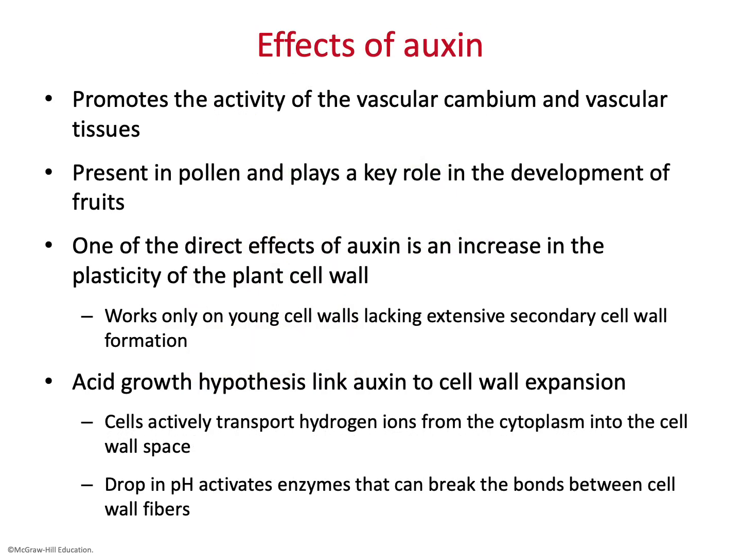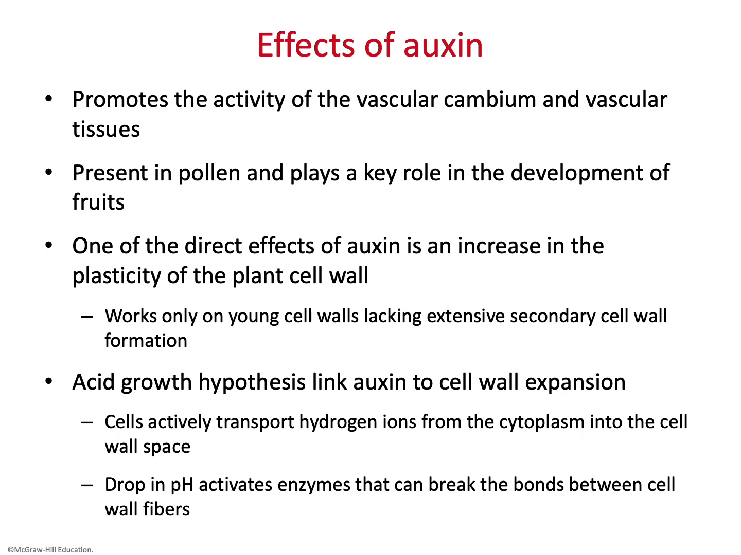So auxin acts to promote growth and elongation. Environmental signals can influence the distribution of auxin in the plant, especially light. Light can affect the production, distribution, and destruction of auxin in plants, and auxin actually promotes the activity of vascular cambium and vascular tissues.